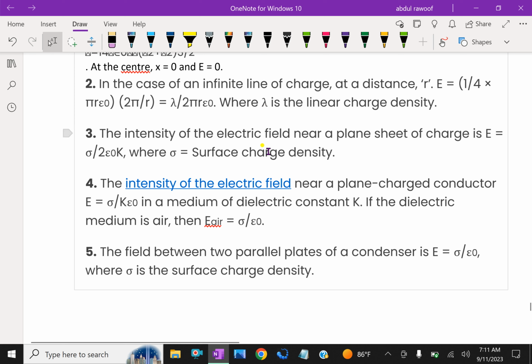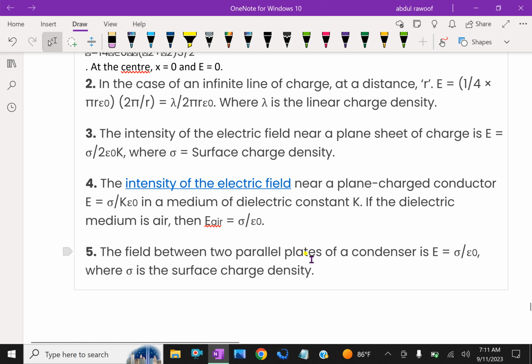The intensity of the electric field near a thin sheet of charge is equal to sigma over 2 epsilon 0 k, where sigma is the surface charge density. The intensity of the electric field near a plane charged conductor is equal to sigma over k epsilon 0 in a medium of dielectric constant k. If the dielectric medium is air, then E air equals sigma over epsilon 0. The field between two parallel plates of a condenser is equal to sigma over epsilon 0, where sigma is the surface charge density.